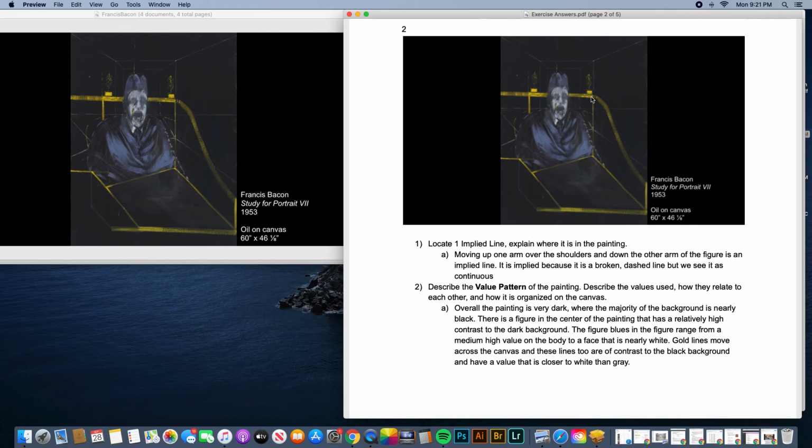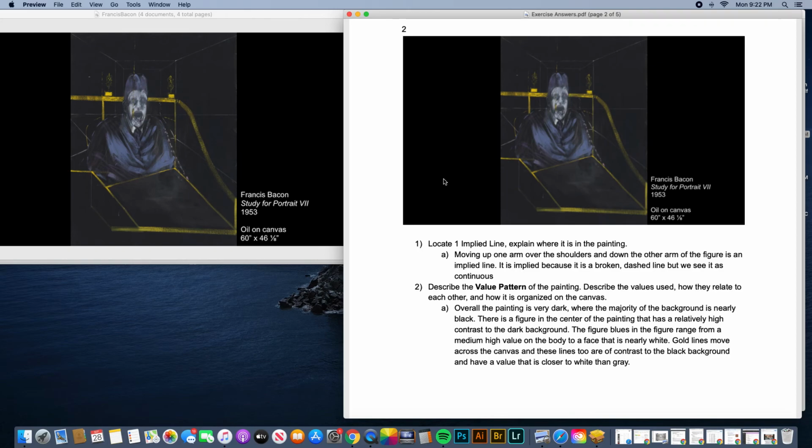All the other lines, the white and the gold lines, those are actual lines. Describe the value pattern of the painting. Describe the values used, how they relate to each other, and how it is organized on the canvas. Again, we are talking about the artwork as a whole, the entire artwork. Where are the values?